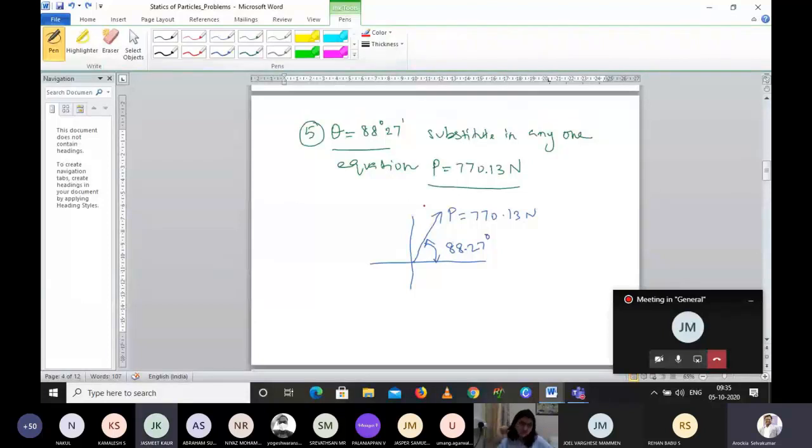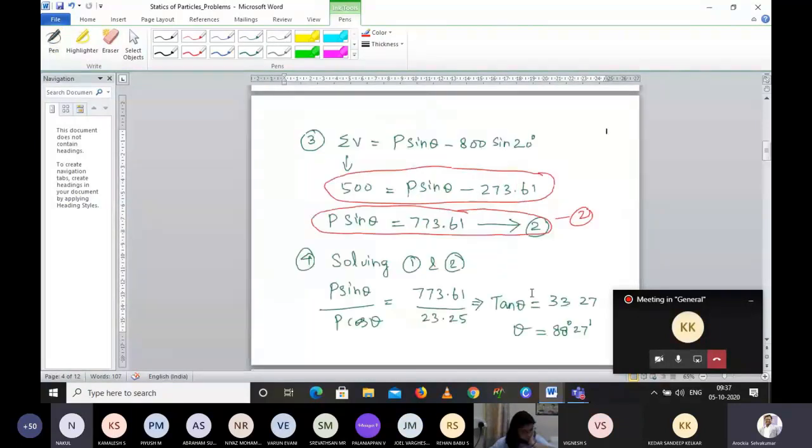I told you how you have to draw. So please draw along X, along Y. Okay. And 88.27 is the theta value. And this is the magnitude of P. Clearly you have to mark. So recheck and then send me. I can clarify your doubts.